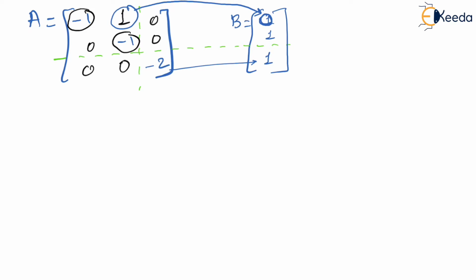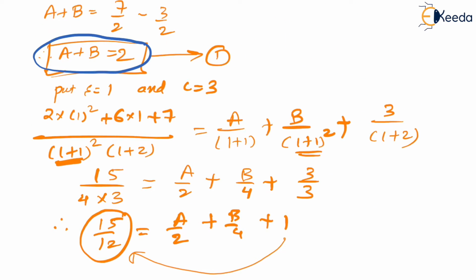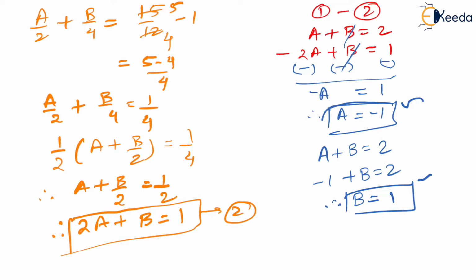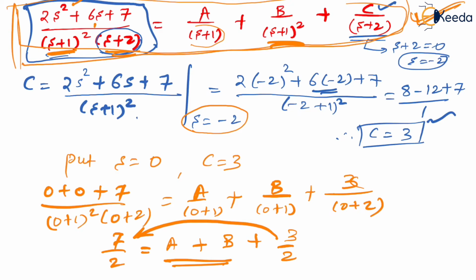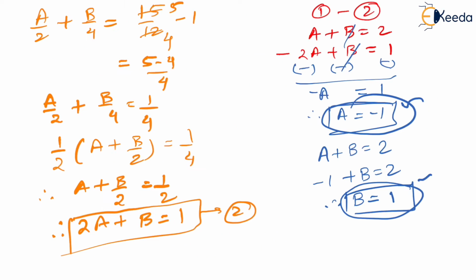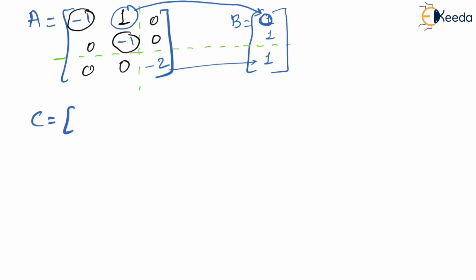Now, what about C? C will be having the partial fraction constants. What are those? Those are nothing but A, B, and C. A is equal to minus 1, B is equal to 1, and C is equal to 3. So the partial fraction constants are minus 1, 3, and 3. That is C.